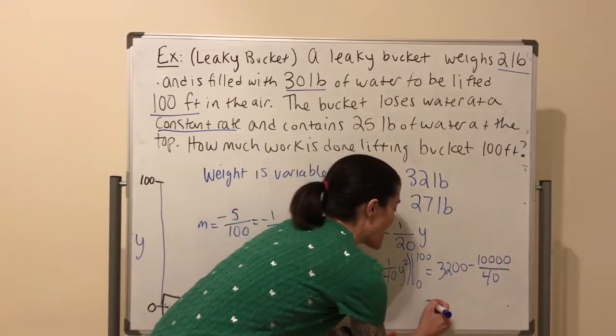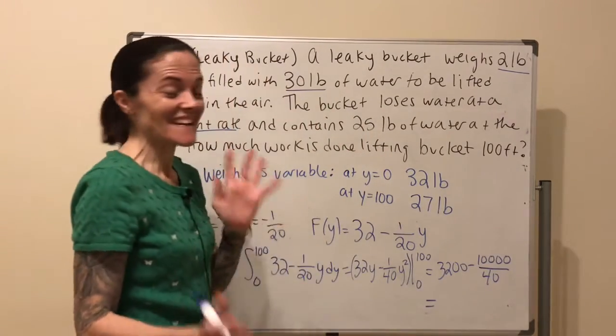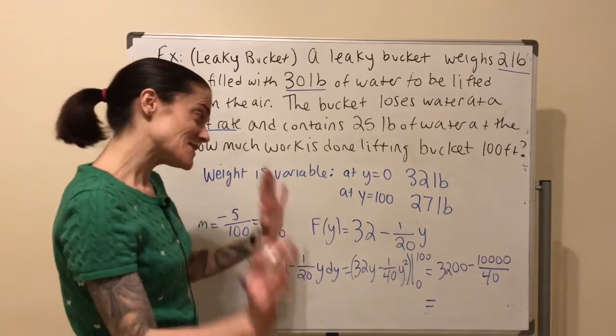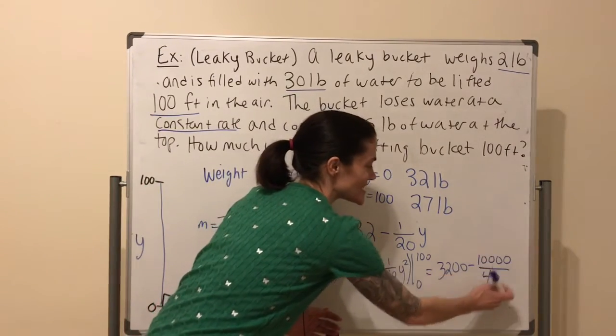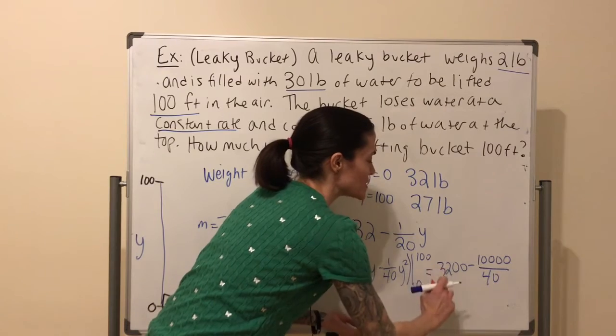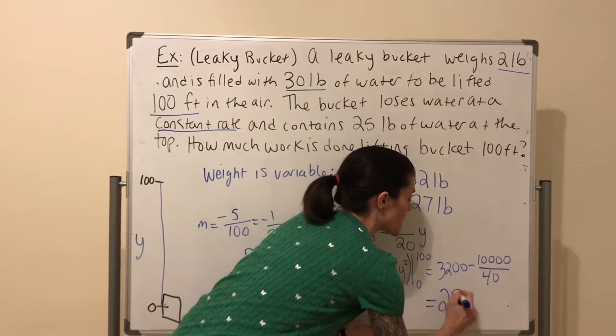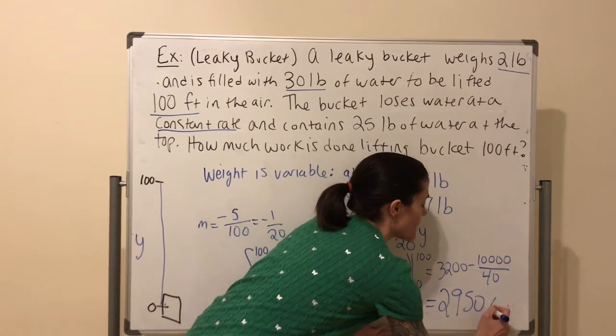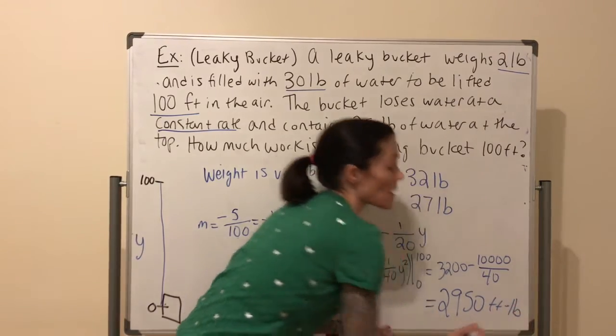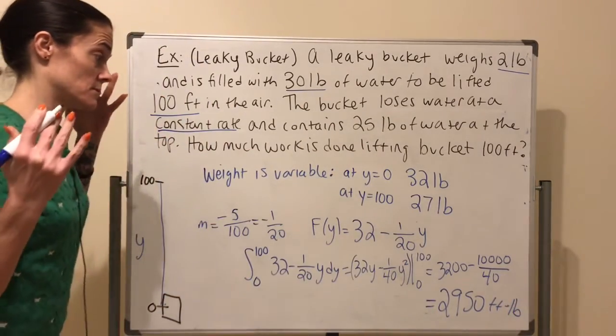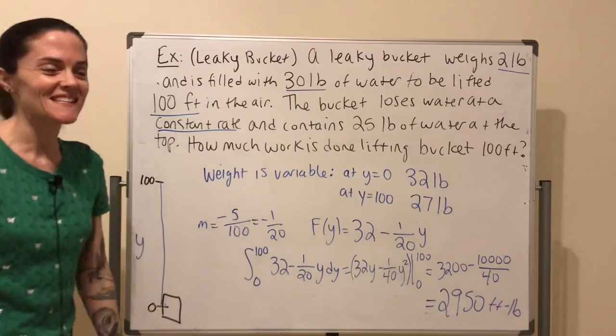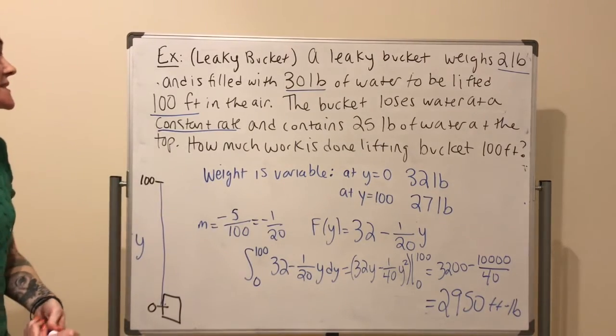Okay, this is okay. I was worried when I saw those zeros that I was going to get a negative number. But this is good because this 0 and that 0 cancel. 3,200 minus 250. We have 2950, and this would be in foot-pounds, which is our unit of work in the U.S. customary. Okay, so this is the work here.